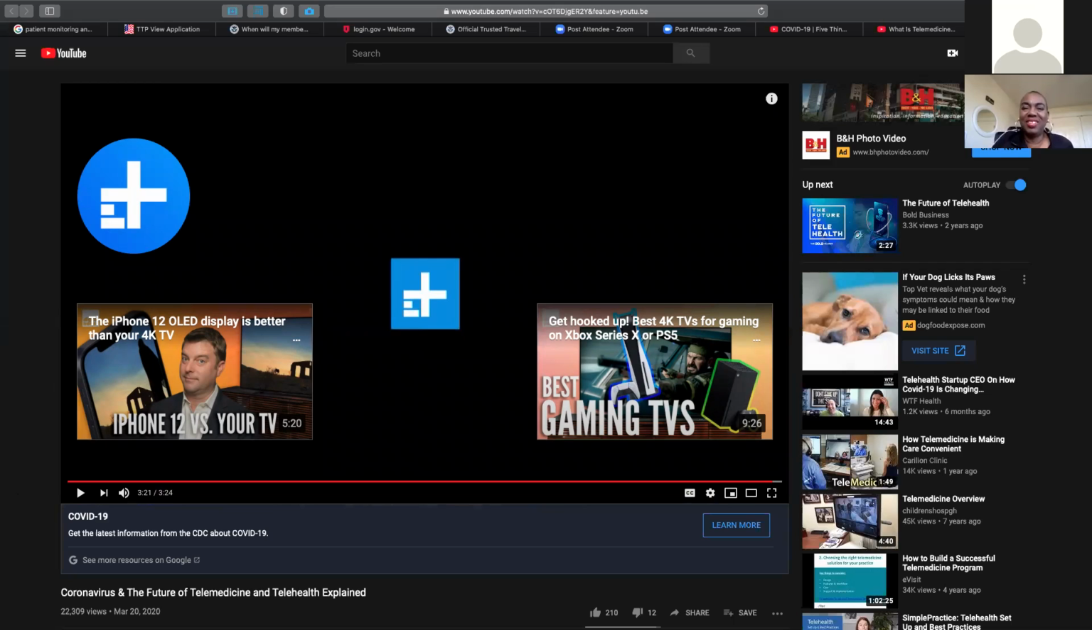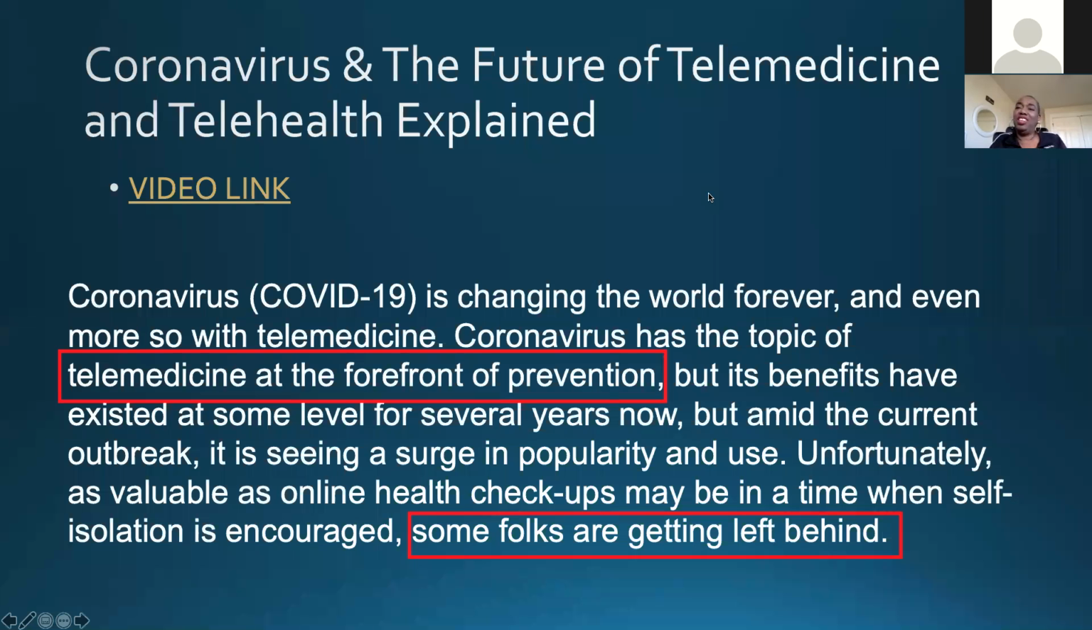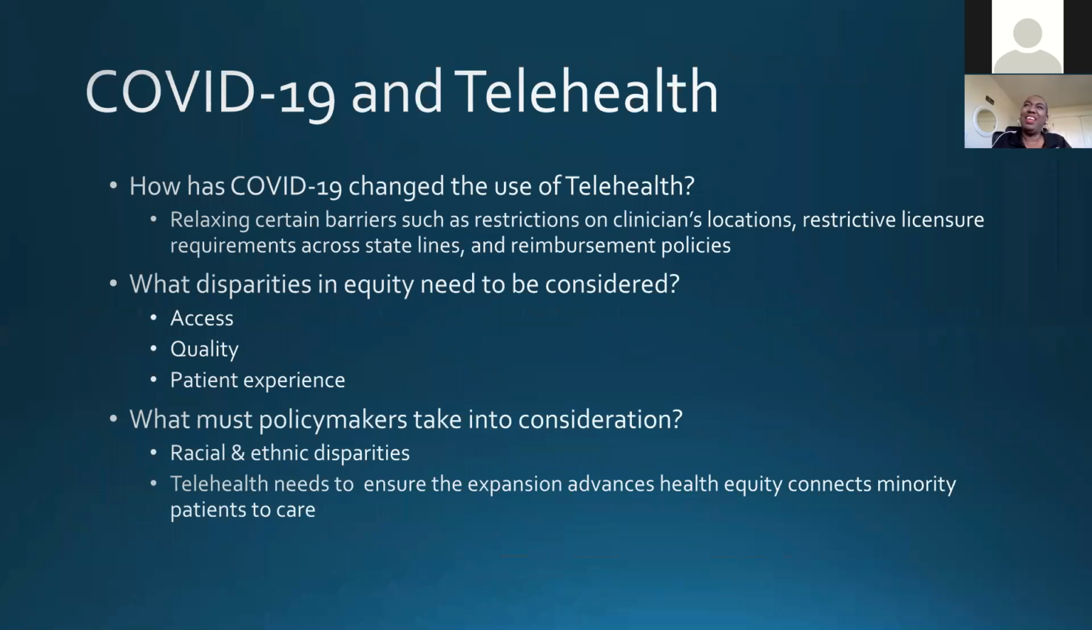Interesting, huh? Yep. Very. Some folks are getting left behind. And you'd think that technology should make things more inclusive, but it doesn't. Anyway. All right, so again, how has COVID-19 changed the use of telehealth?